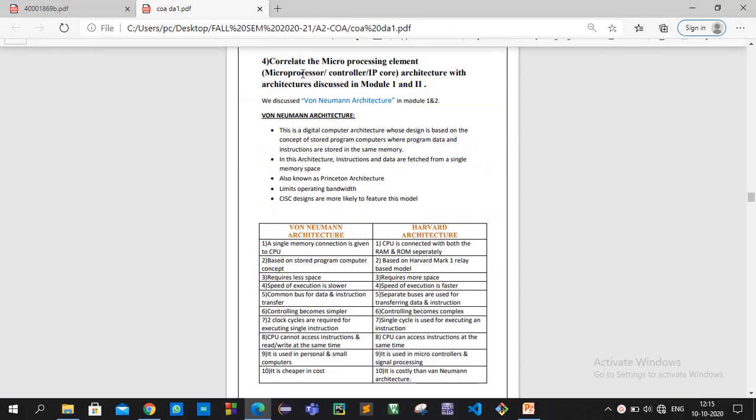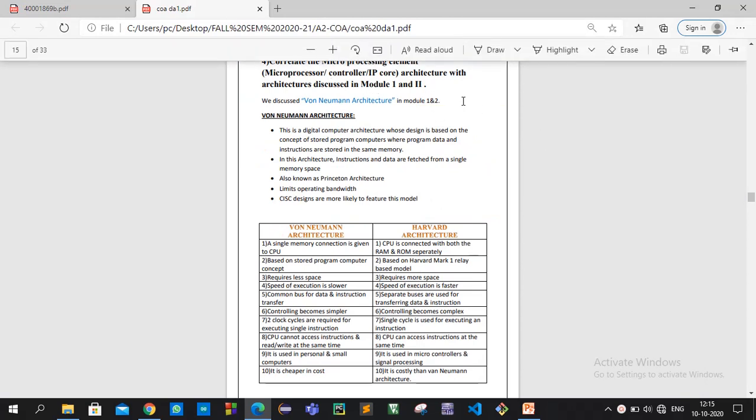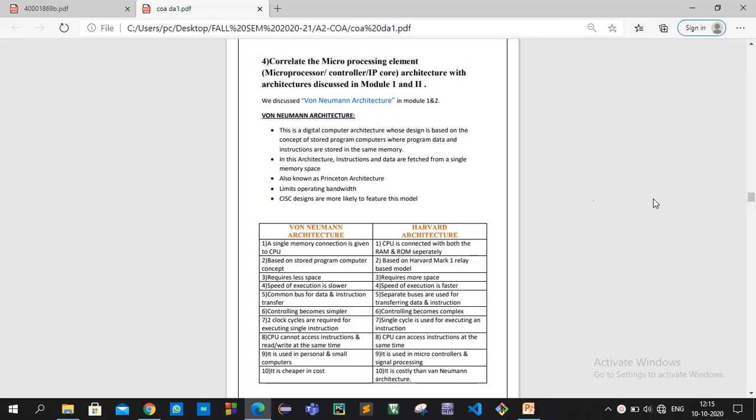Coming back to the DM, this is the fourth question, that is correlating the microprocessing element architecture with the architectures discussed. This is how I made notes on von Neumann architecture and Harvard architecture. I got the information about it from online websites. So I differentiated it with von Neumann architecture. These are all the basic differences between these both architectures.